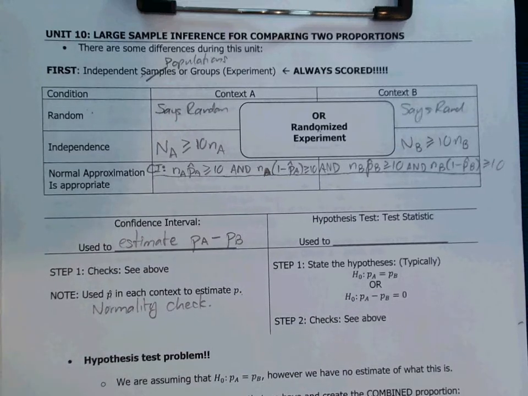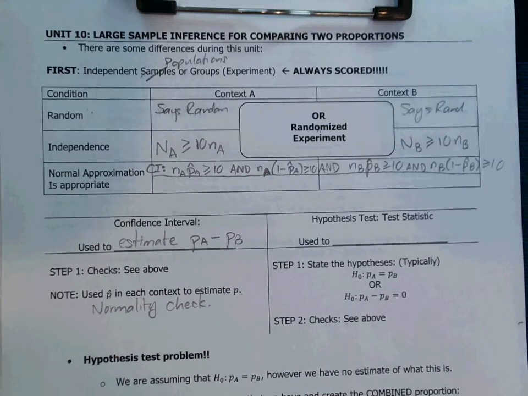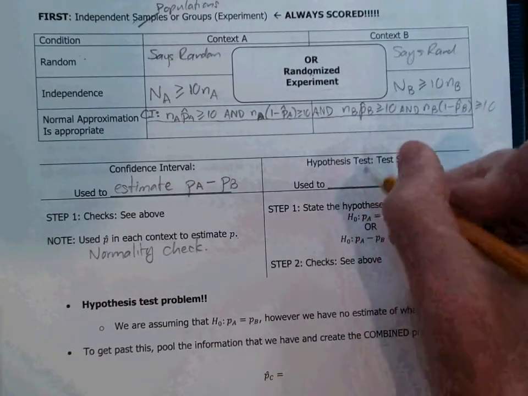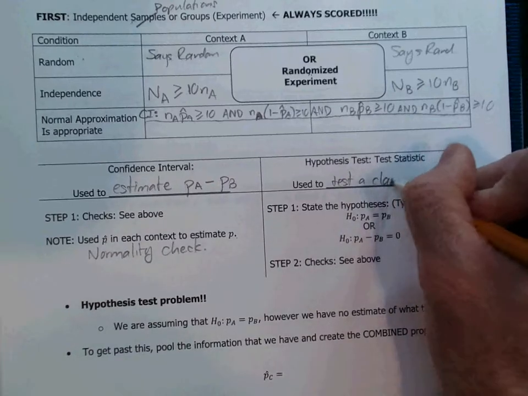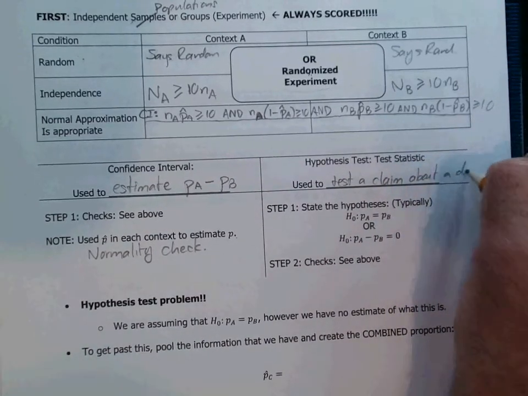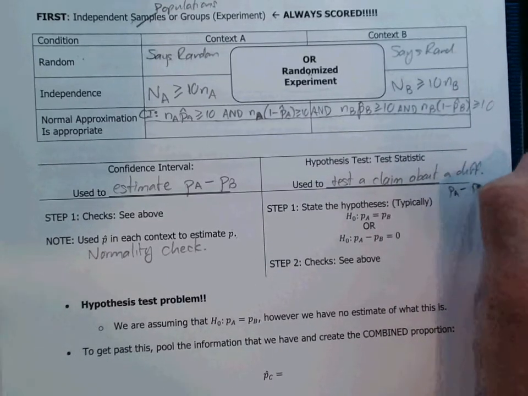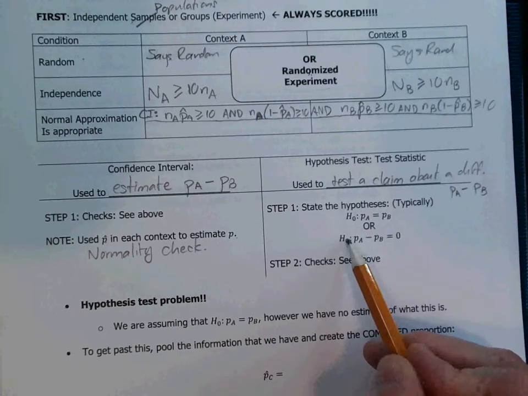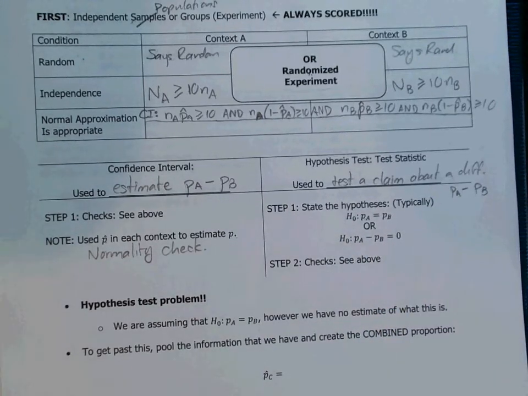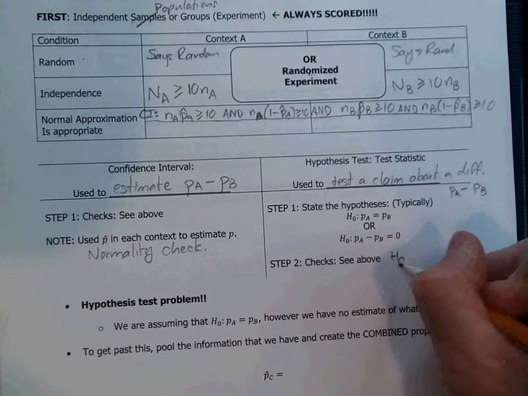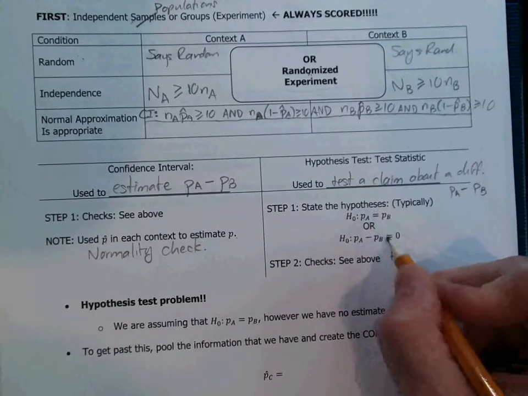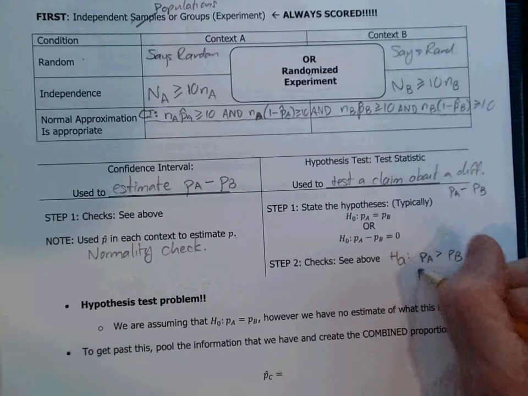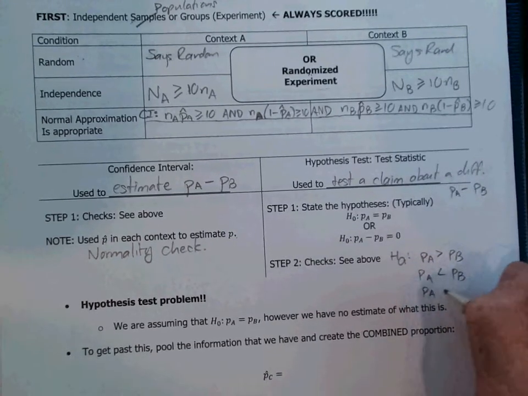We are going to skip the normal approximation check for one moment while we set up the hypothesis test. So we use the hypothesis test to test a claim about a difference, P sub A minus P sub B. The hypotheses, which you will typically see either written as P sub A equals P sub B, or the null is P sub A minus P sub B equals 0. And then take note of your alternate. Depending on how you do it, you're just going to change the equal sign into a greater than, a less than, or a not equals to. So P sub A is greater than P sub B, P sub A is less than P sub B, or P sub A is not equal to P sub B.